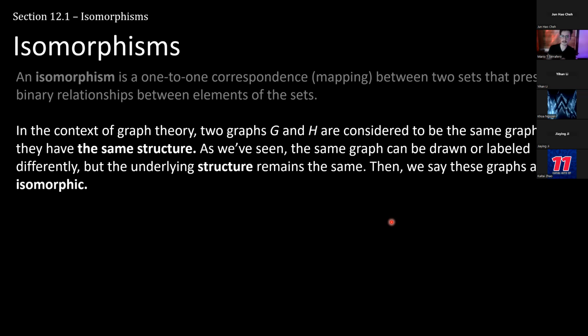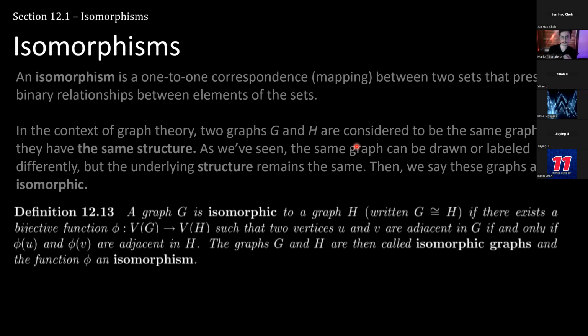But in the case of graphs, 2 graphs G and H are said to be the same graph if they have the same structure. We already discussed that, right? We don't care about how we draw the picture. We just care that we have the same structure between the pictures. So as we've seen, the same graph can be drawn or labeled differently, but the underlying structure remains the same. And then we say that these graphs are isomorphic.